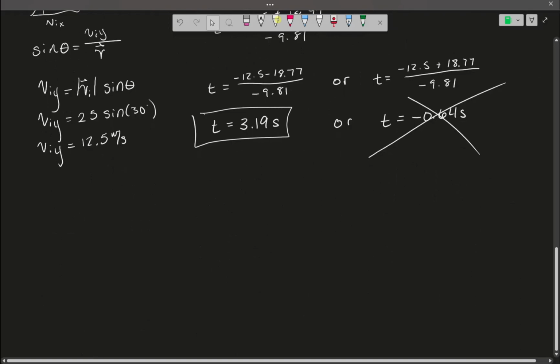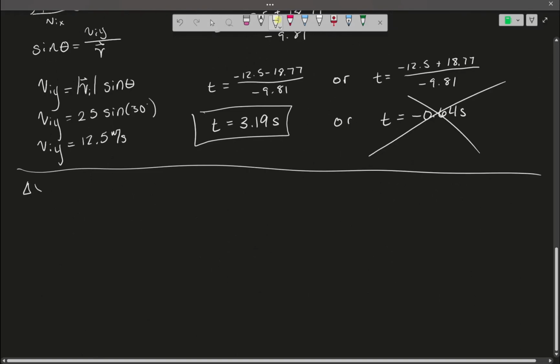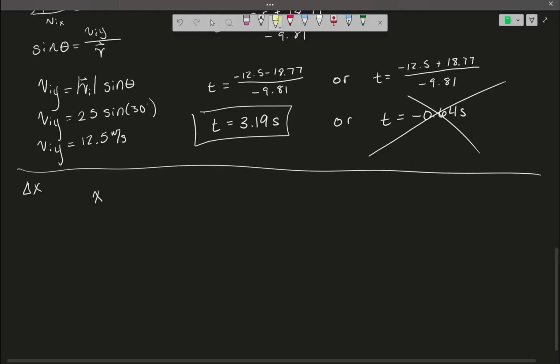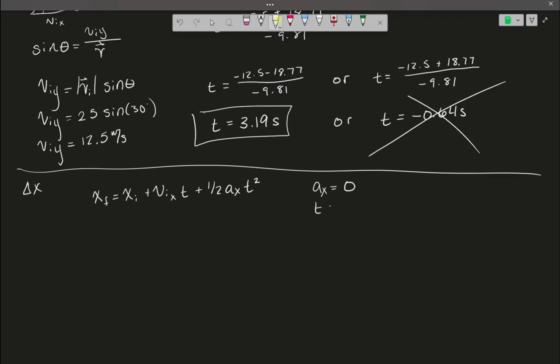So, to find how far this object moves in the x direction, I'm going to use that x final is equal to x initial plus the initial velocity in the x direction times time plus 1/2 acceleration in the x direction times time squared. I know that my acceleration in the x direction is 0. I know that it is going to take 3.19 seconds for this ball to stop moving. I have my initial velocity as 25 meters per second at an angle of 30 degrees.